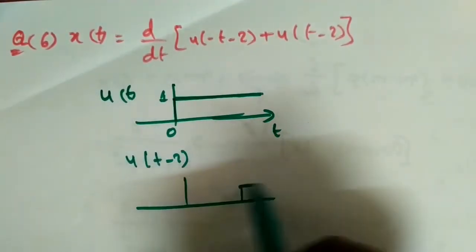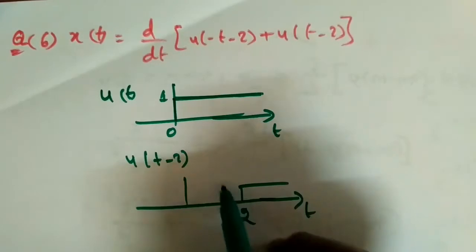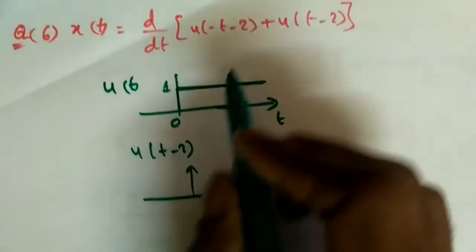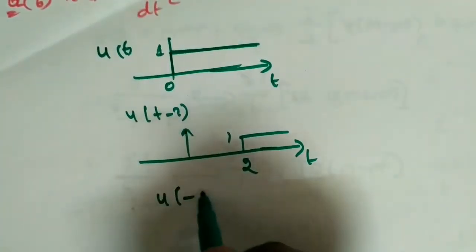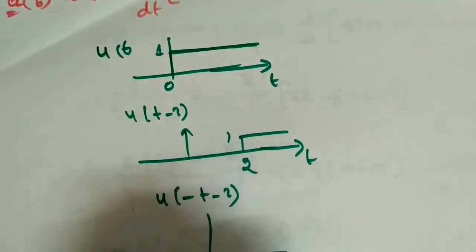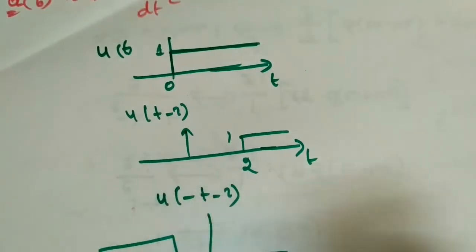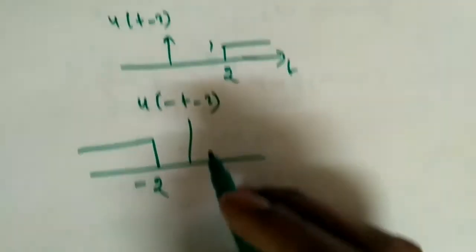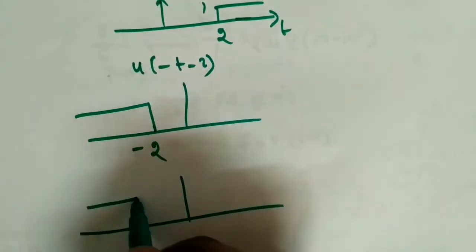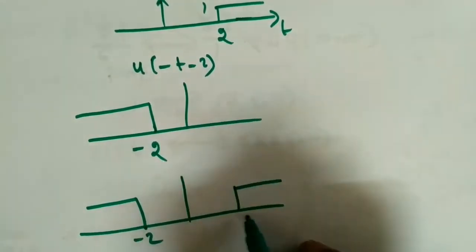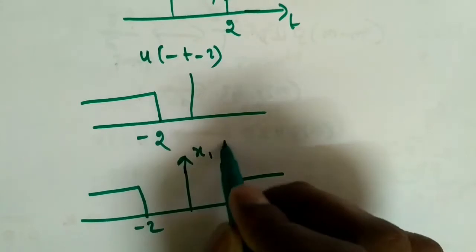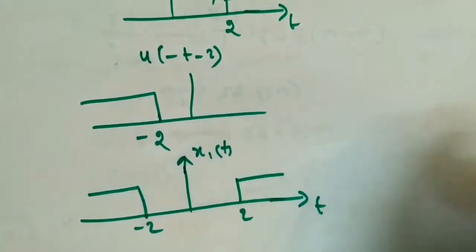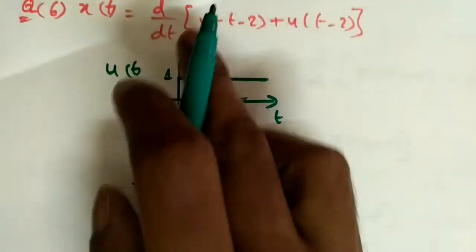It is a delayed version, delayed by 2. Amplitude is 1 only. Again we need to find u of minus t minus 2. That means just a reversal of this one. So what we will get? Simply like this, at minus 2. Now if I add these two, what is the waveform we will get? Something like this: from minus 2 to 2 it is 0, and less than minus 2 and greater than 2 we will get amplitude 1. So this is some x1 of t.